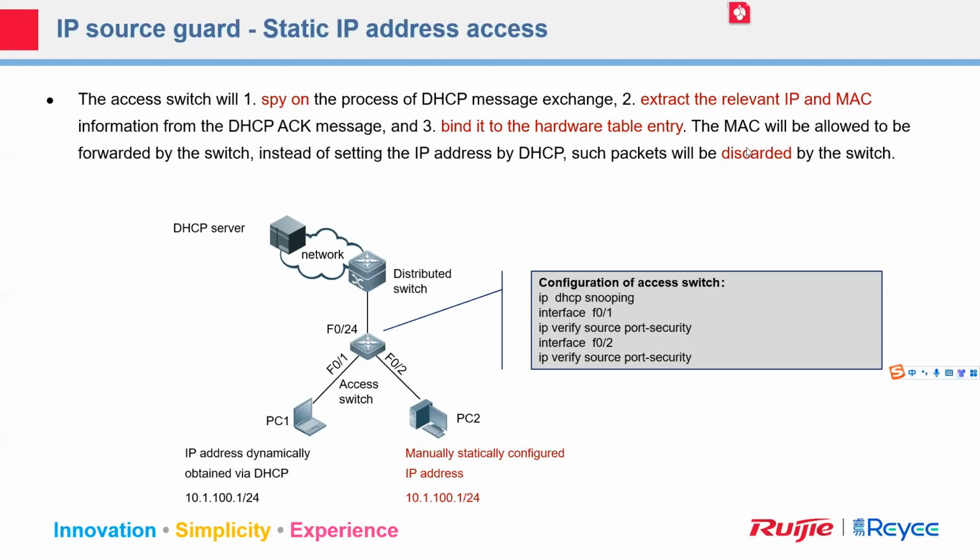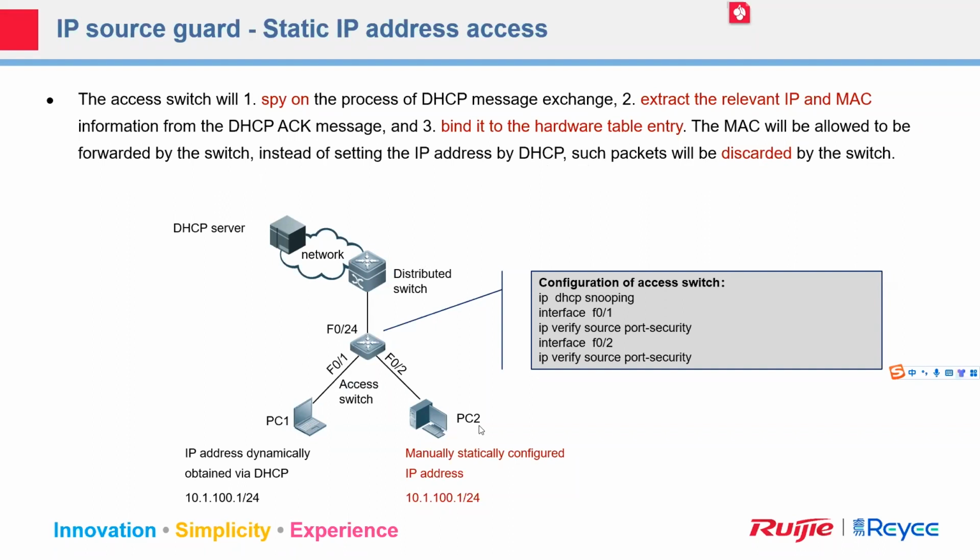Finally, what's the result on the switch? The MAC address will be allowed to be forwarded by the switch. Packets whose IP address was not set by DHCP will be discarded by the switch. That's because finally PC1 will send the ACK to the switch, and the switch will add the MAC address into the MAC address table.